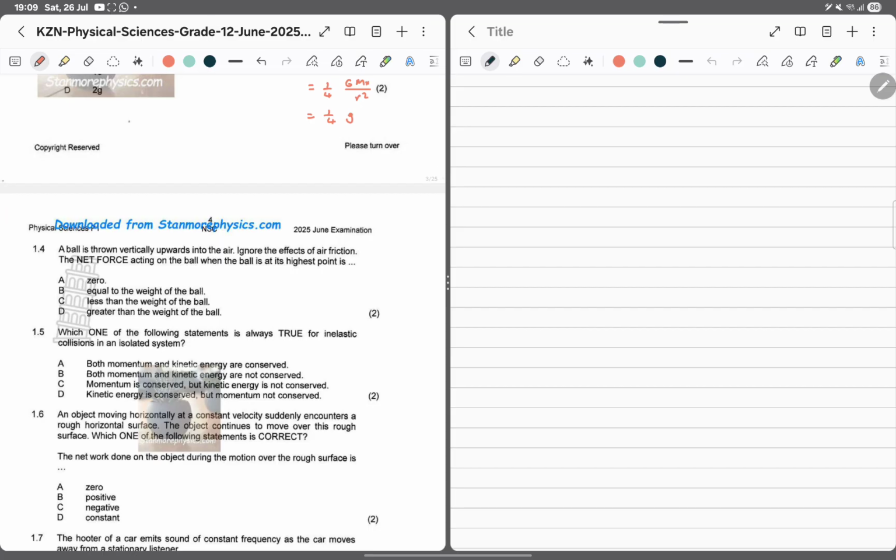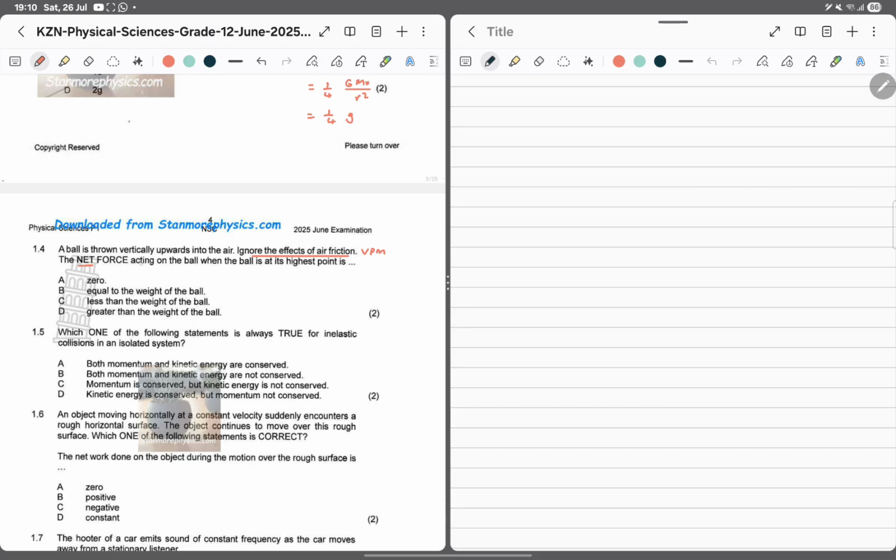So 1.4 says a ball is thrown vertically upwards into the air, and we are to ignore the effects of air friction, in which case, if this is applicable, we are talking about VPM, vertical projectile motion. Here, the only force acting is the gravitational force. Now, the net force acting on the ball, hate that word net. I still prefer the resultant, but hey, who cares?